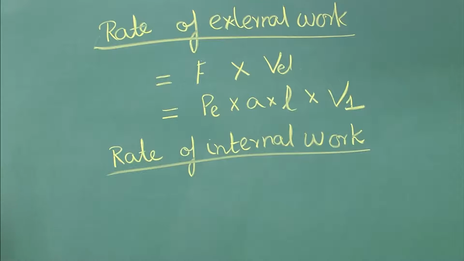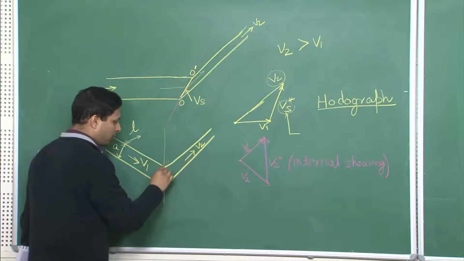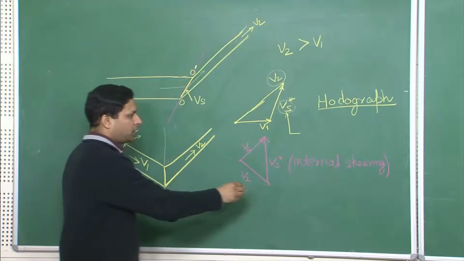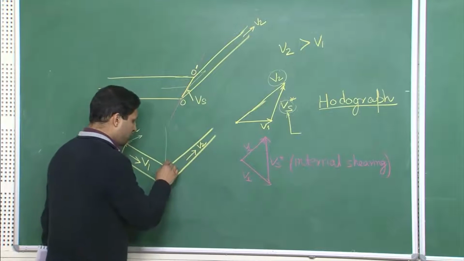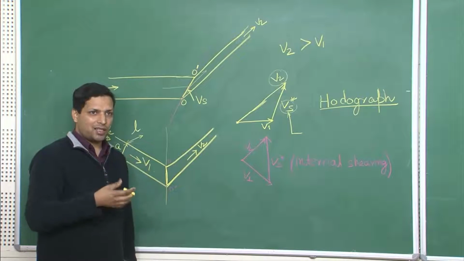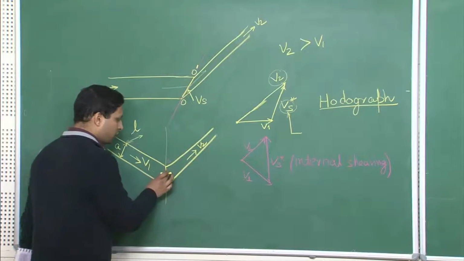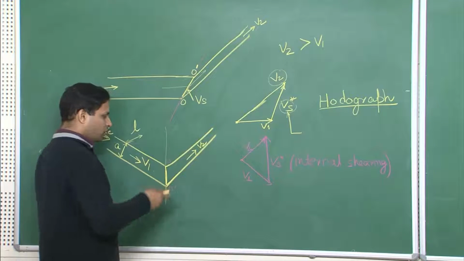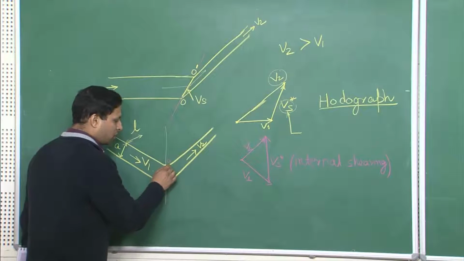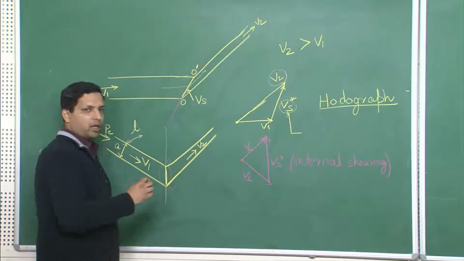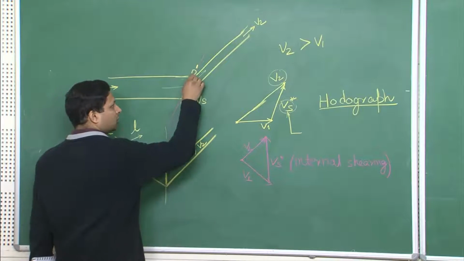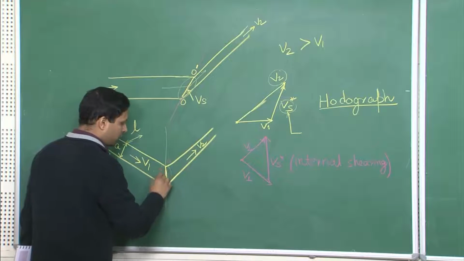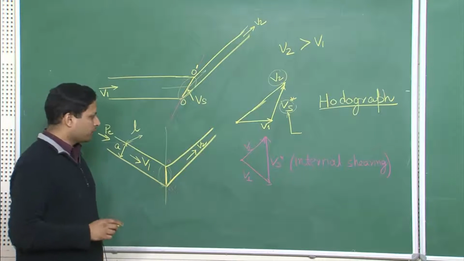Where is the internal work being done over here? The internal work is getting done in this region. You see, remember we said this is the internal shearing. So, this is where actual work inside the material is taking place. If this work was not taking place, then actually no force or no energy would be consumed. Whatever energy is getting consumed is because internally this is the region where deformation is taking place.